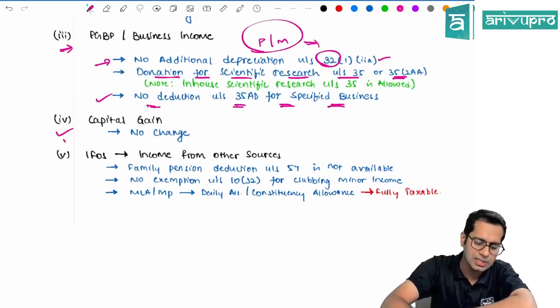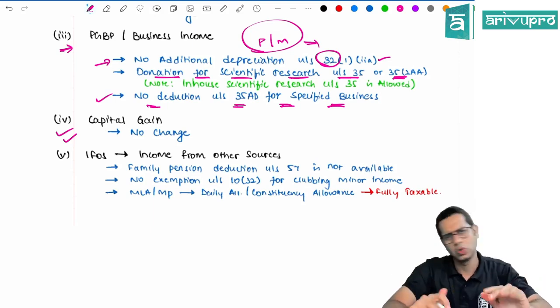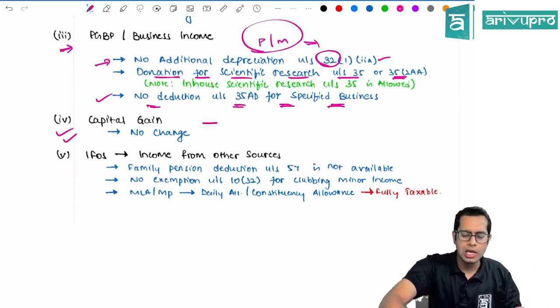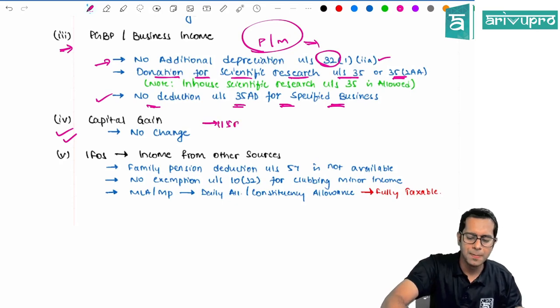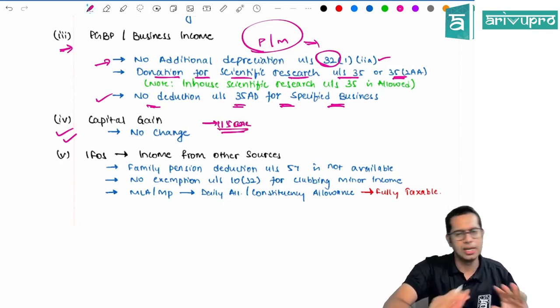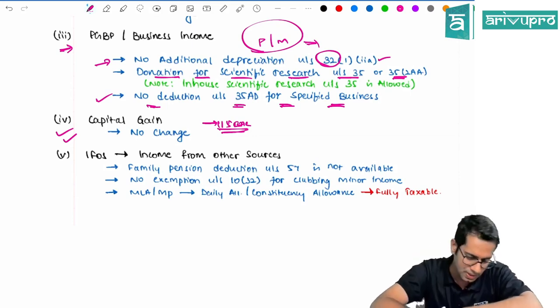Then what about capital gain, sir? No change in capital gain, completely same. So whatever you are following under normal provision, if you are following 115BAC, for you also the same thing is applicable under the capital gain chapter.